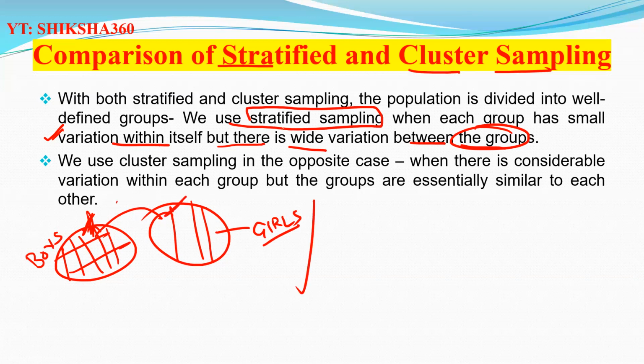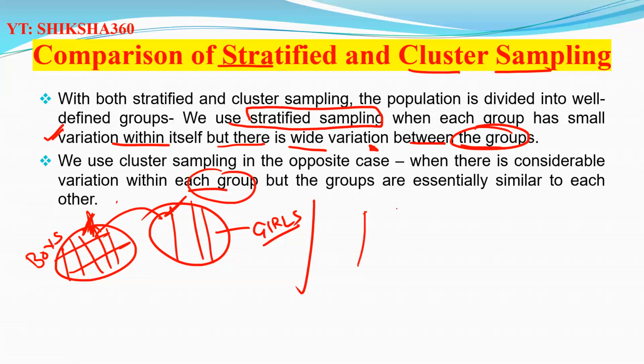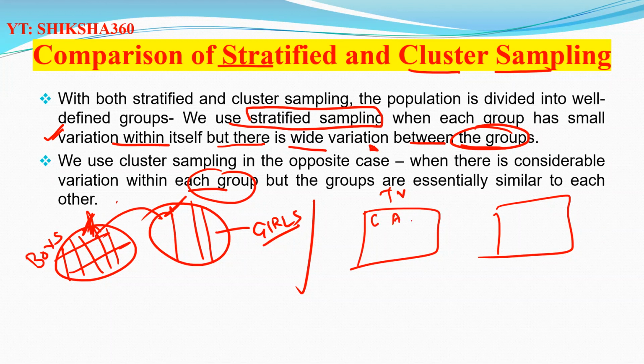We use cluster sampling in the opposite case, when there is considerable variation within each group. Like this one is the first group, this one is the second group. Just take the example of the television. Here we have children also, adults also, senior citizens also.